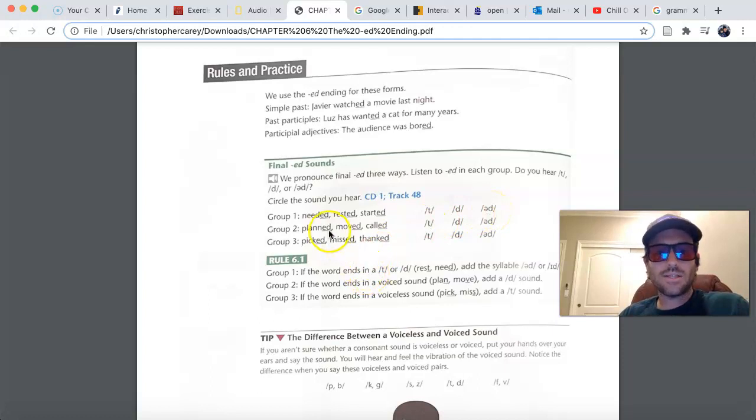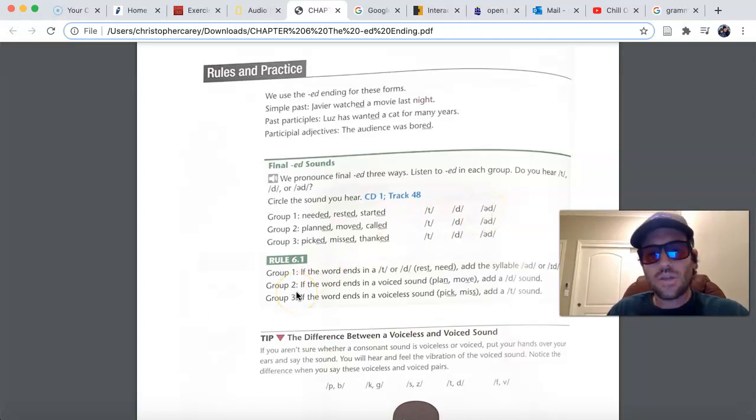If a word ends in a T or D consonant sound, like these in group 1, then this is how we pronounce ED. Needed, rested, started. All of those words end in a T sound or D sound, and that's why for pronunciation we pronounce ED this way, ed.